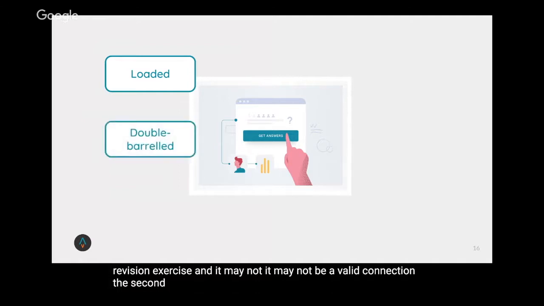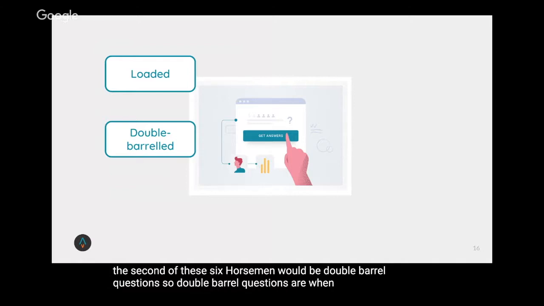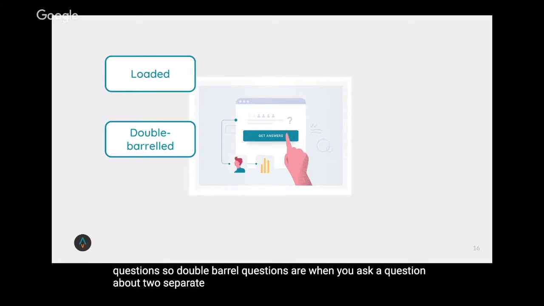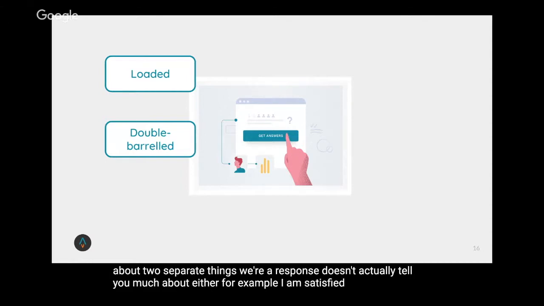The second of these 6 horsemen would be double-barreled questions. The double-barreled questions are when you ask a question about 2 separate things where a response doesn't actually tell you much about either. For example, I am satisfied with the coaching and training opportunities at Strange Fruit.